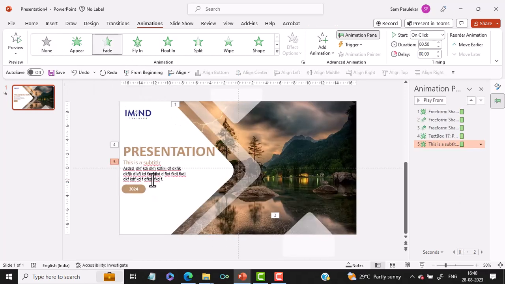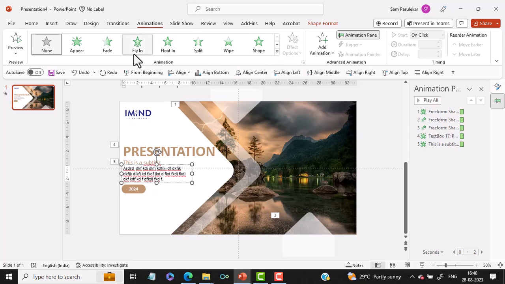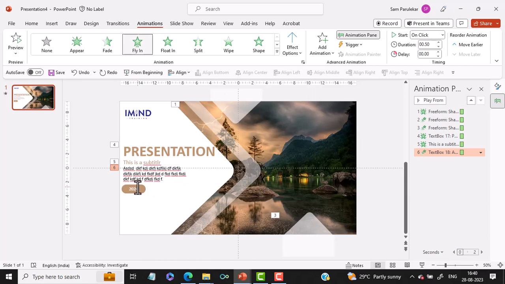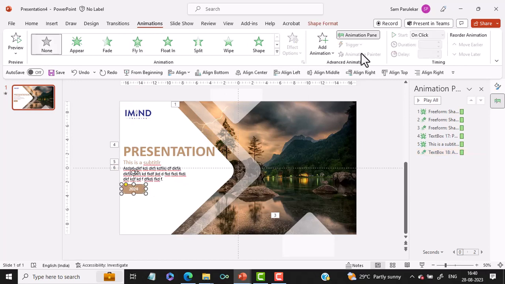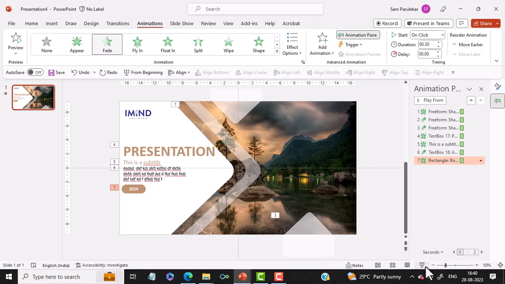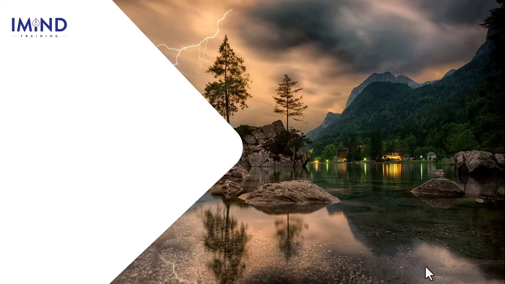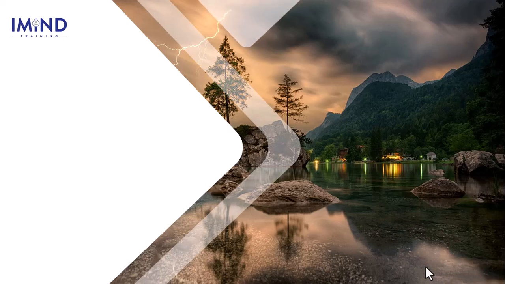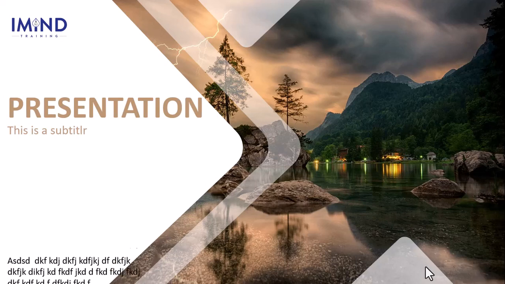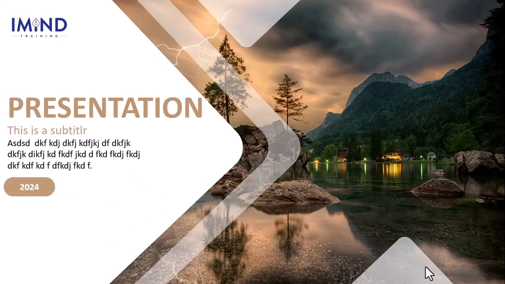And then this is there, we apply fly in. And this is there, we apply fade. Now let's take a quick preview. So you see the first graphic element, the second, the third, your presentation title, your subtitle, your main text, and the button. So with this, we end this creation of the creative slide.